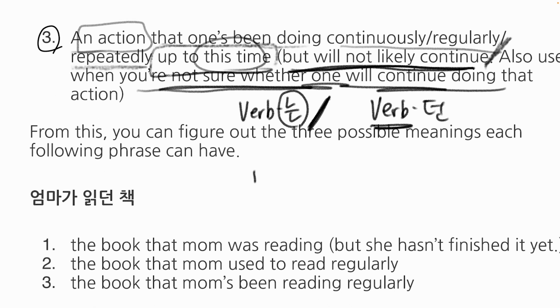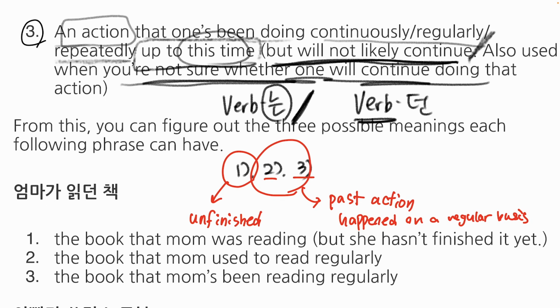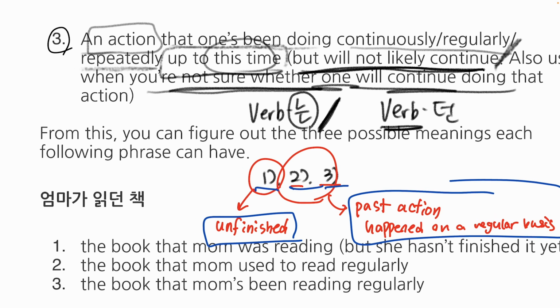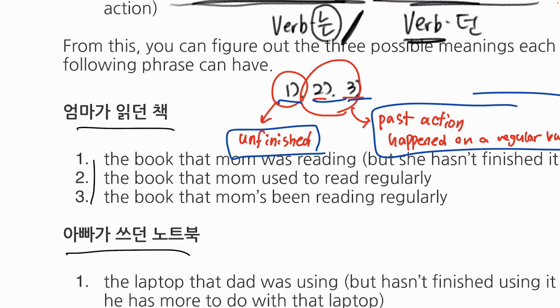So we learned the 3 usages of 던 so far, and it really just divides into 2 large categories. The first one is unfinished action, and the number 2 and 3 usages have to do with the past state or action that happened on a regular basis, right? So if you look at it from the point of these 2, then remembering the usages of 던 wouldn't be too difficult. So let's first practice with the phrases that I brought and list out all the 3 possible meanings each phrase has.